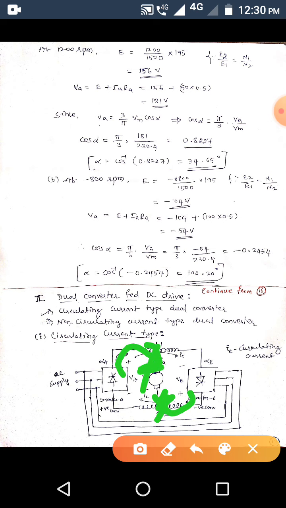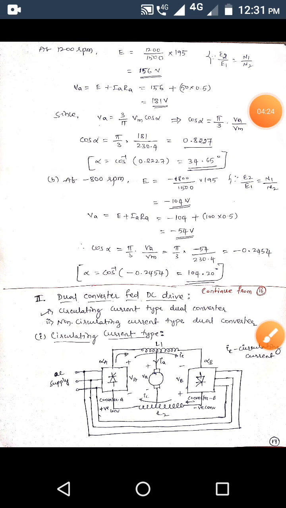Here it is in the forward direction, and between these two converters current is now passing. This I will call the circulating current, according to this first type, the circulating current type of dual converter. The circulating current passes from one converter to another, and similarly the IC will be like this.